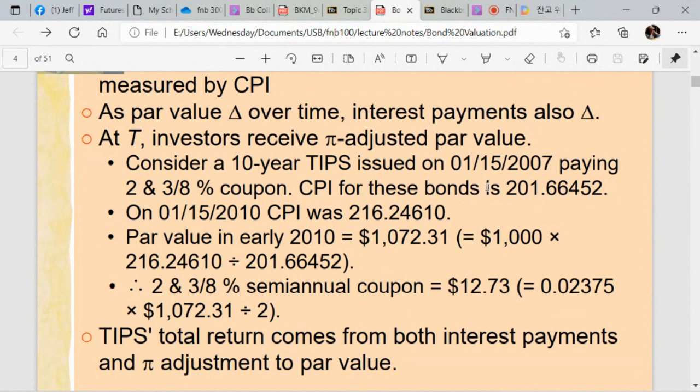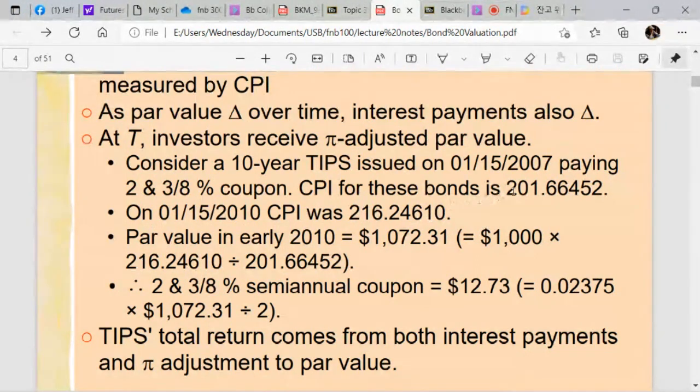CPI for these bonds is 201. Let's just say 201, because it's a mouthful. I don't want too much verbiage. I mean, 201.66, what's the point? Later when we calculate it, we can just punch in this number, right? But when we say it, just 201 or 201.67 or 66. Now, that was the CPI in January 2007. In January 2010, 3 years later, CPI was 216.